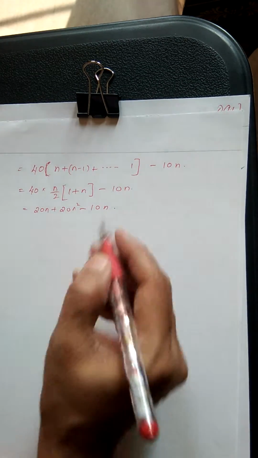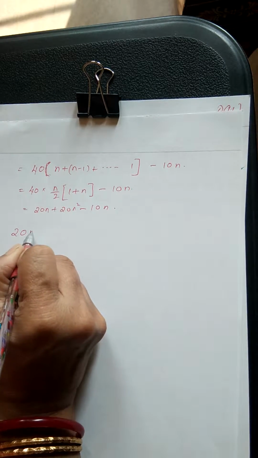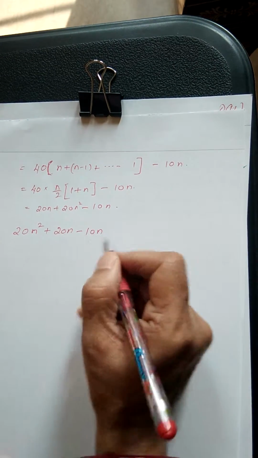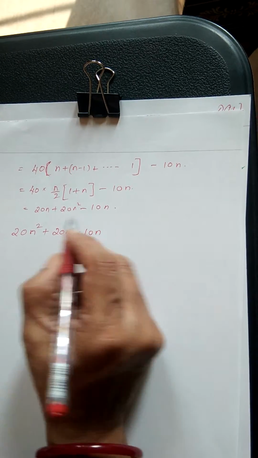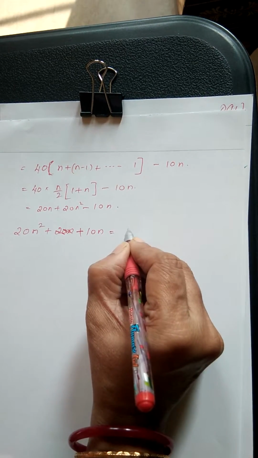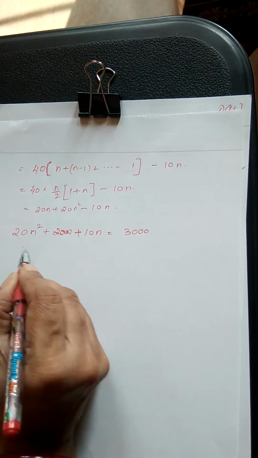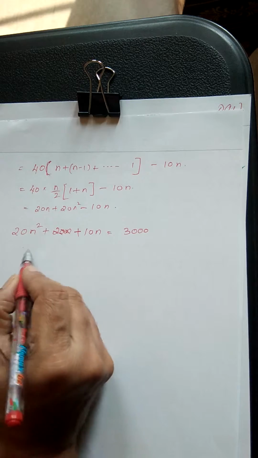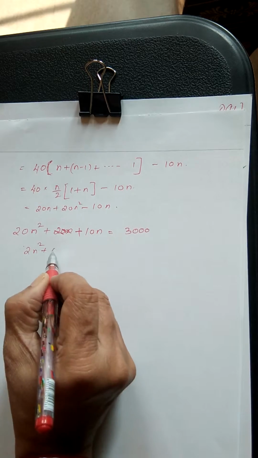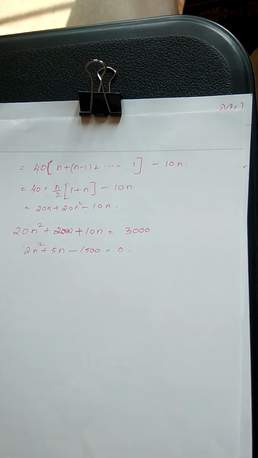Now it is given that the total distance travelled is 3 kilometers. So equating, you get 20n squared plus 20n minus 10n. Okay, 20 minus 10n, I can write this as plus 10n, is equal to 3000. It is 3 kilometers, so 3000 meters. So dividing throughout by 10, you get 2n squared plus 5n minus 1500 is equal to 0.